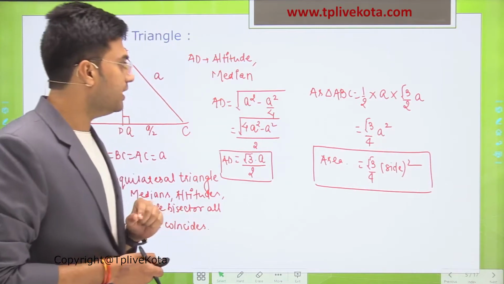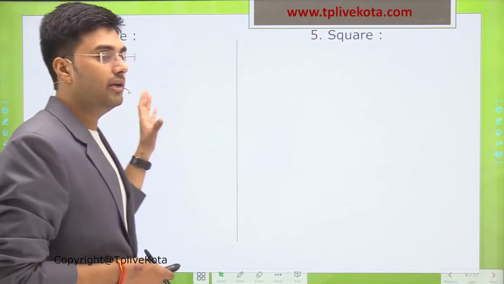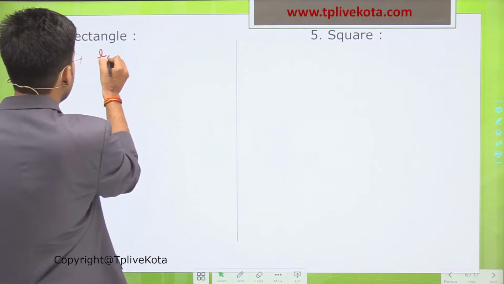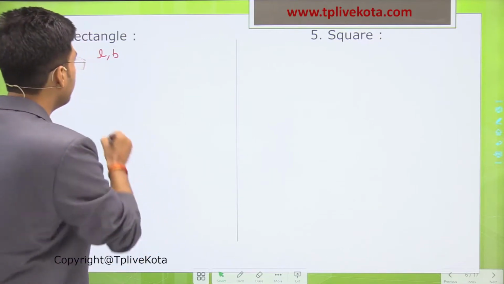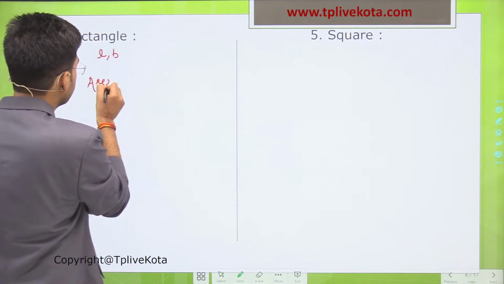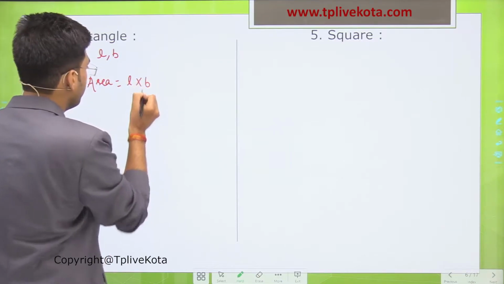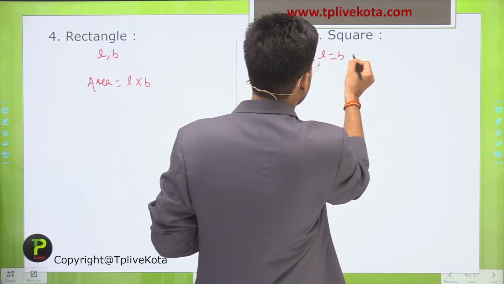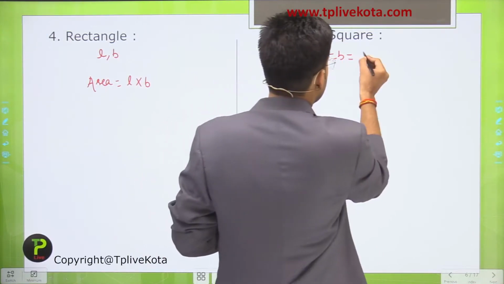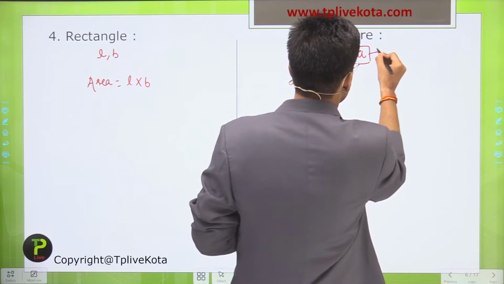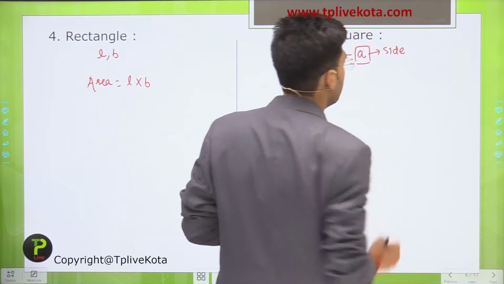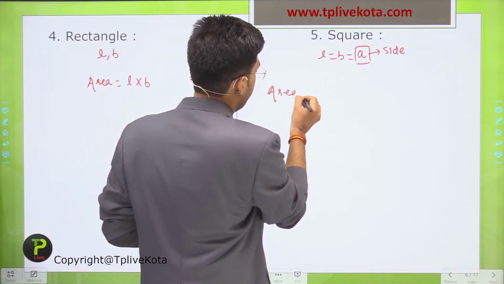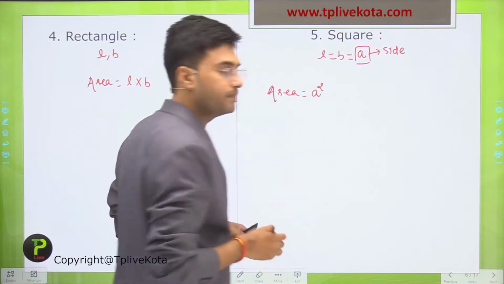Now after the equilateral triangle, we know the area of a rectangle and a square. Area of a rectangle is what? In the rectangle we have length and breadth, so the area of a rectangle is length multiplied by breadth. Similarly, for the square, length and breadth are all equal. Let this be equal to A, where A is the side of the square. Then the area of this square is A square. Clear?